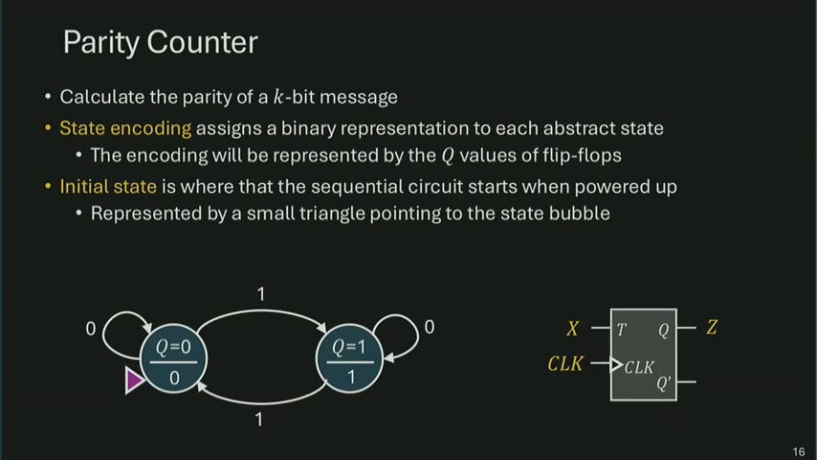All right, and that's actually the full implementation. You have this input stream coming through the export. If it's a 1, it will toggle the state. If it's a 0, it will hold the state. And your output is essentially the same as your state encoding. When you're at the state represented by q equals 1, the output is 1. The state represented by q equals 0 has an output of 0. So the output comes directly from the state output of the T flip-flop.